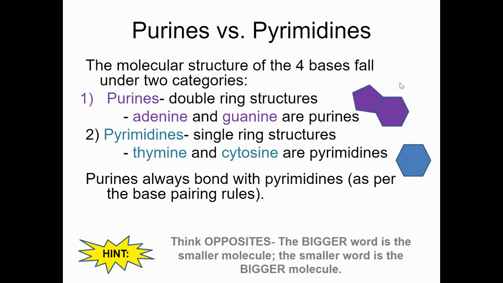Another way to remember which one is which, you always think opposites, right? The bigger the word, the smaller the molecule. Another good hint, or another way to remember what is what, if you notice, the word pyrimidine has a Y in it. So does our thymine, so does our cytosine. But remember, the reason why a thymine and a cytosine is a pyrimidine is not because there's a Y in their name, it's because they are single ring structures. But remembering that there's a Y in their name is just a good way to remember their pyrimidines.